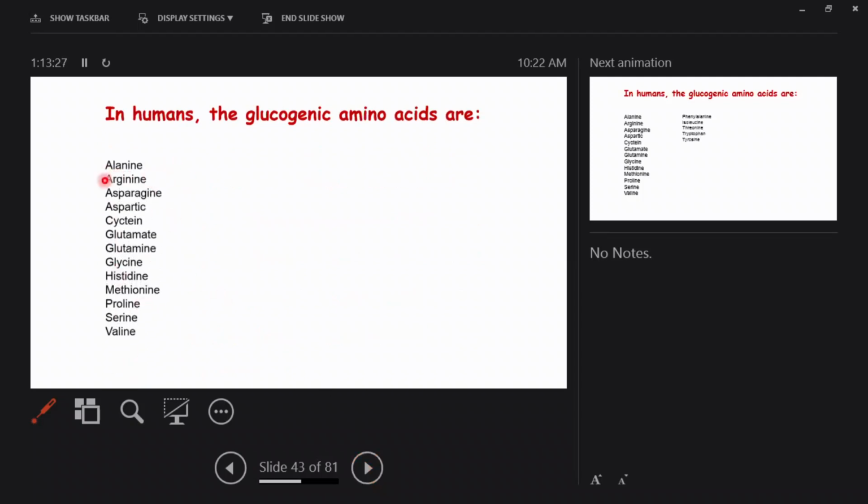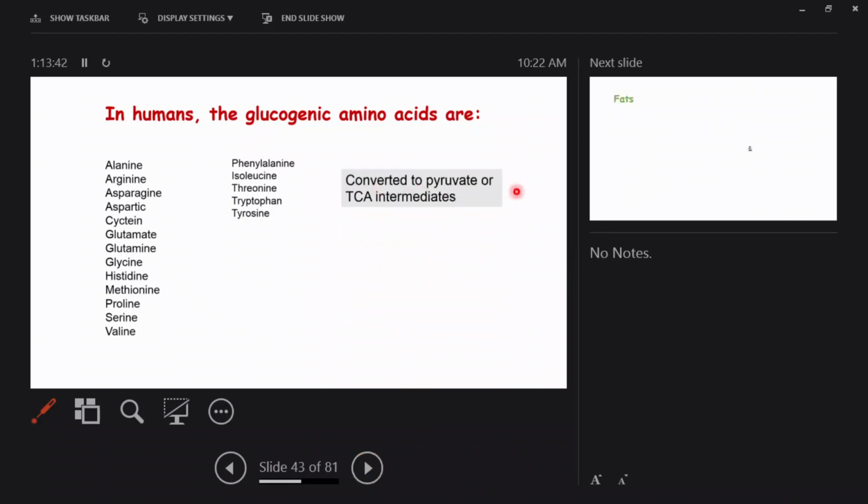In humans, the glucogenic amino acids are numerous. A glucogenic amino acid is a type of amino acid that can be used in gluconeogenesis to produce glucose by being converted to pyruvate or TCA cycle intermediates such as oxaloacetate.